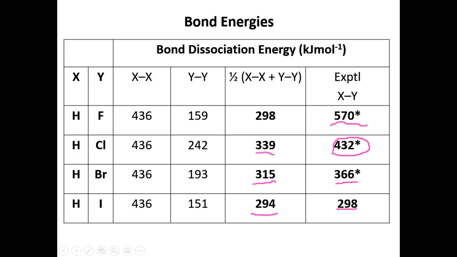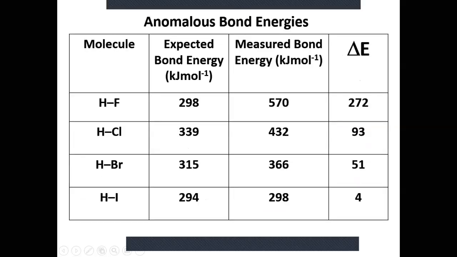And so you can see the only one that is close to the average is HI. The other ones are above the average between the two individual bonds of the homonuclear diatomic molecules. So only HI is close; the experimental value is close to the average value. And so you see the difference between the expected, which is the average, and the measured decreases as we go from HF to HCl to HBr.